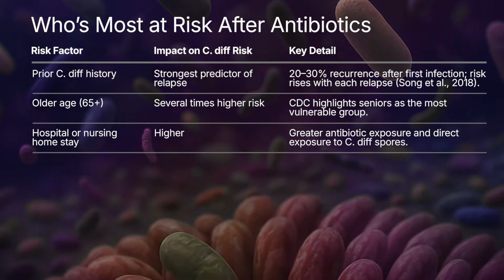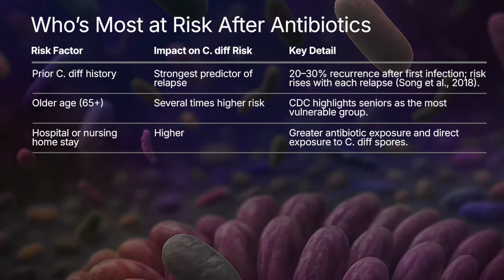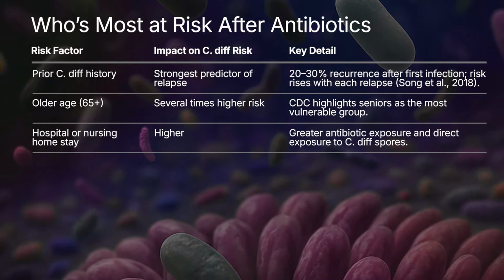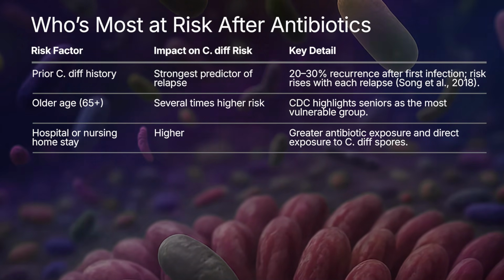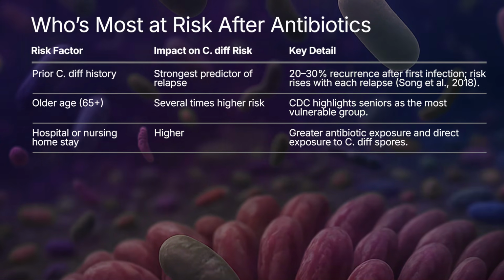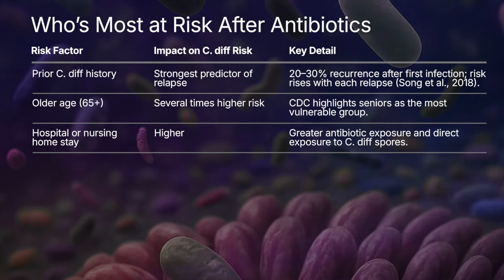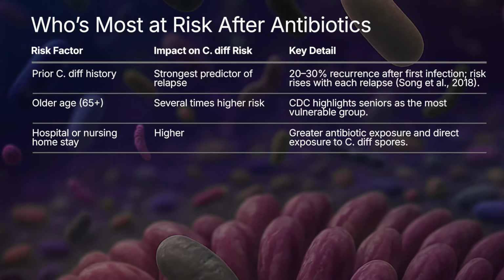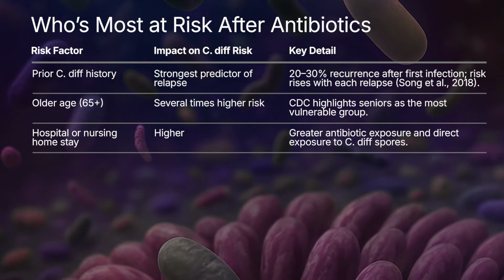Now, another risk factor is hospital or nursing home stays, especially if you've been in the intensive care unit or if you've had other serious health issues. Being in these settings often means you've been exposed to more antibiotics and sometimes to more C. diff spores themselves. Studies actually show that people in these facilities have a much higher C. diff colonization rate than the general public does.